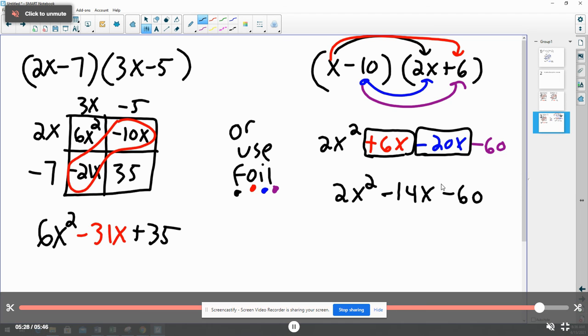All right, so that is it for this assignment. Again, I would use the Punnett square if I were you.